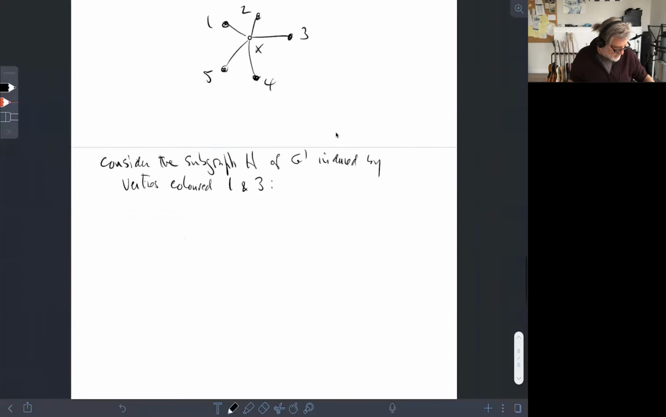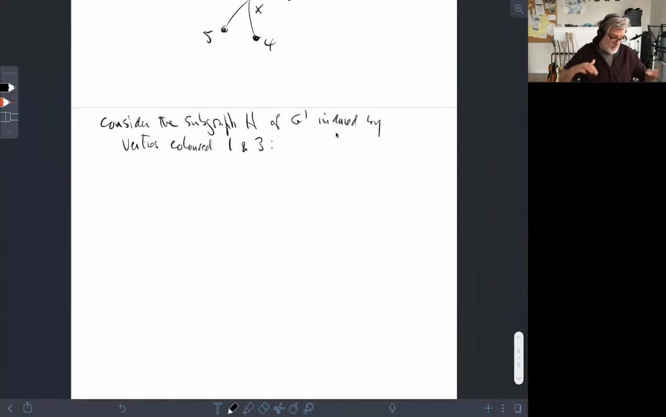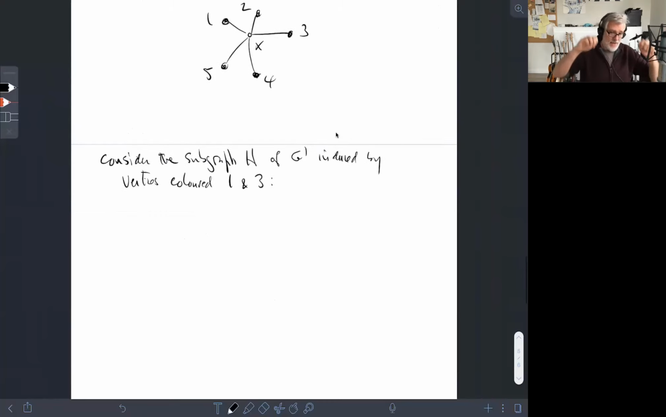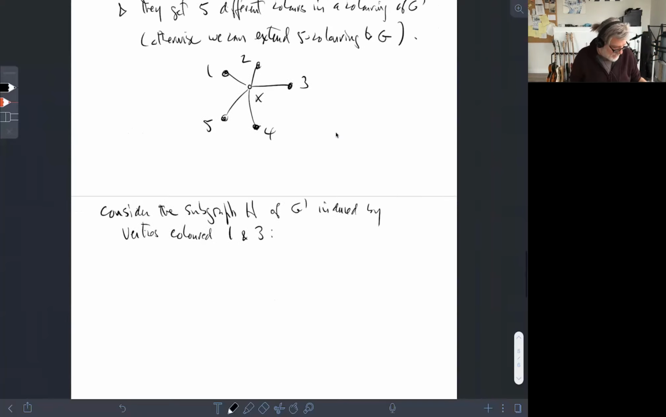So this is a subgraph of G prime, and its vertices are all colored 1 and 3. Okay, good. Suppose that in this graph, I'll have to give names. So let's give names to these vertices. Let's call this U. Let's call this V.